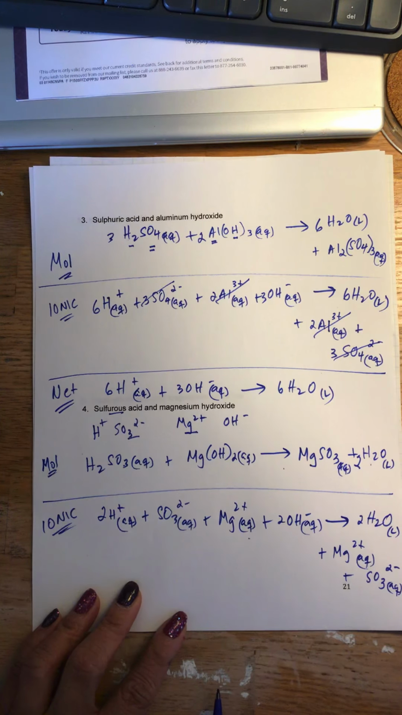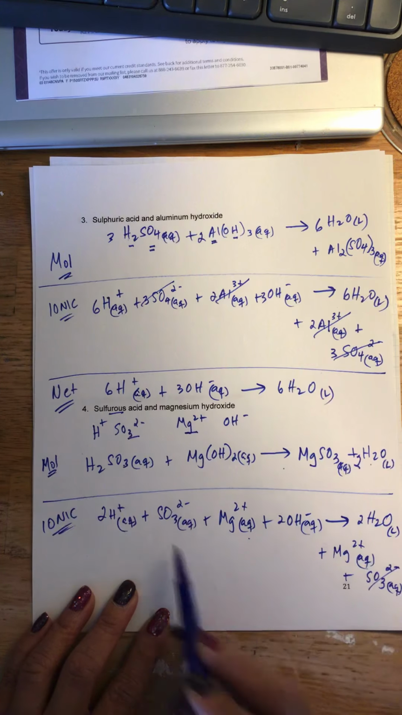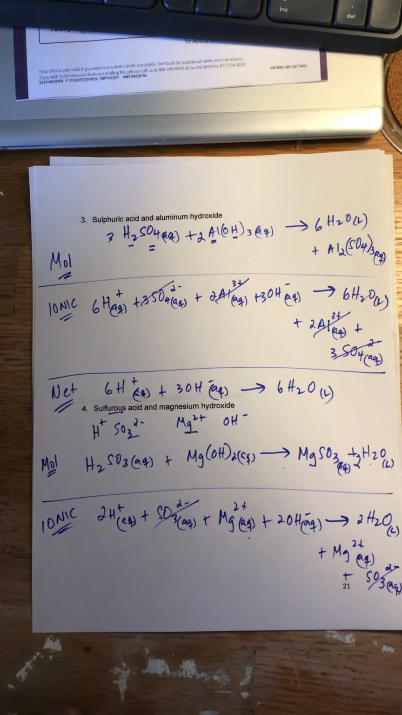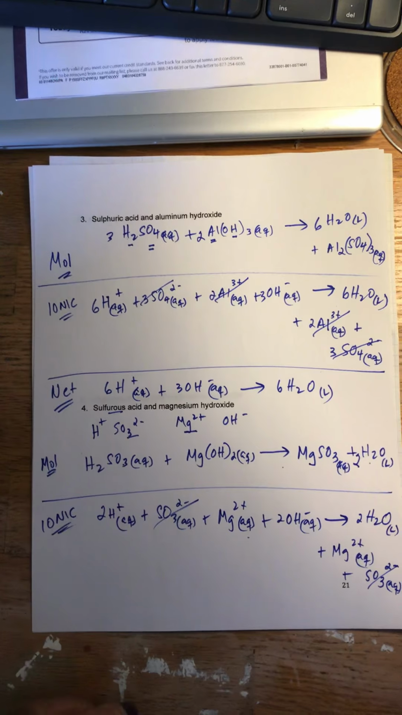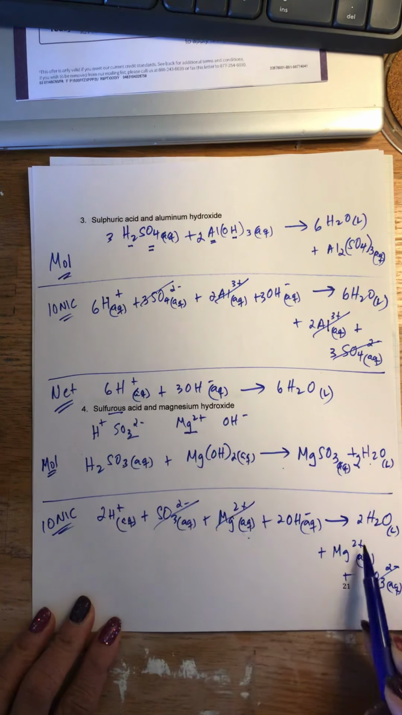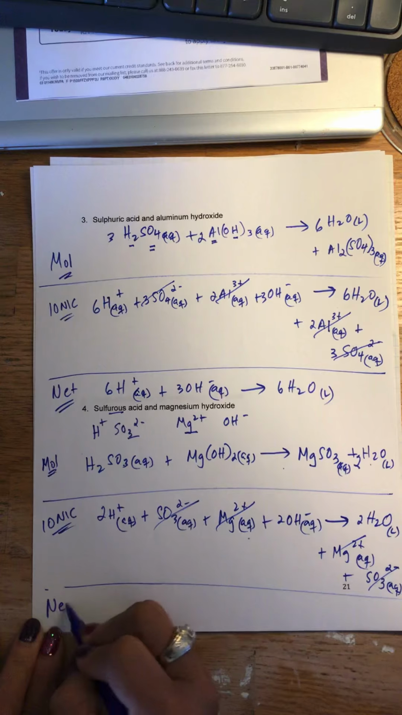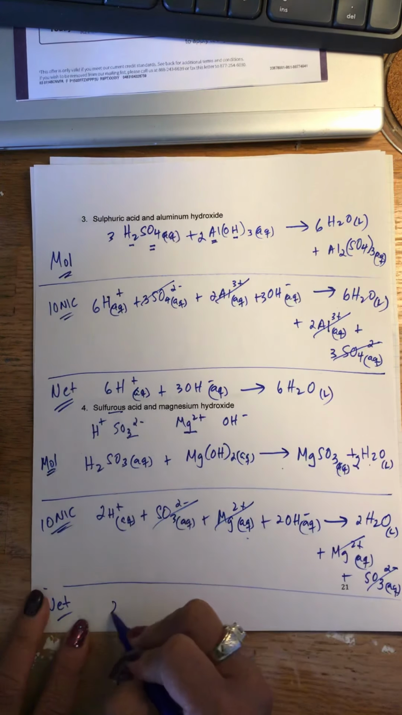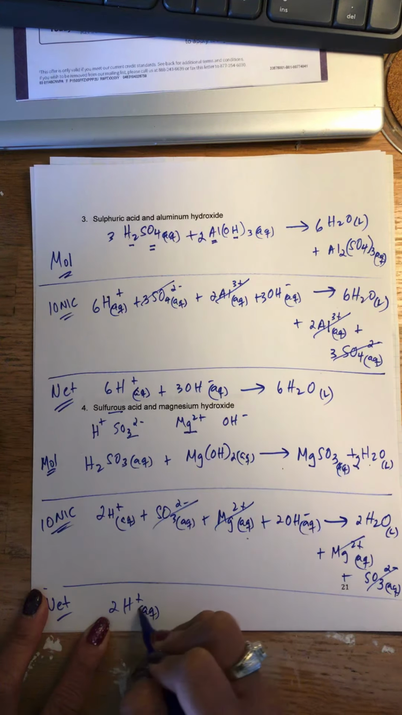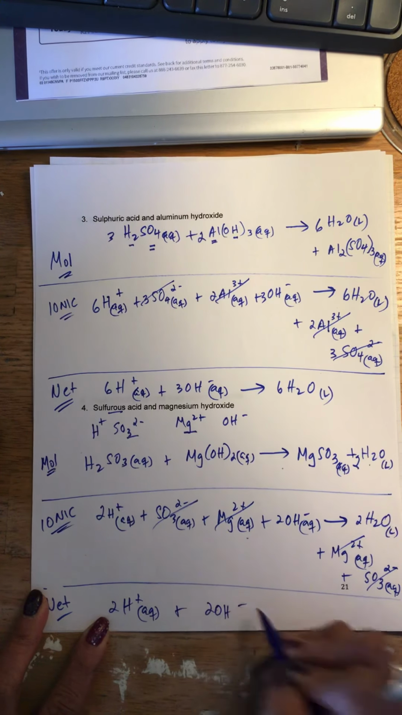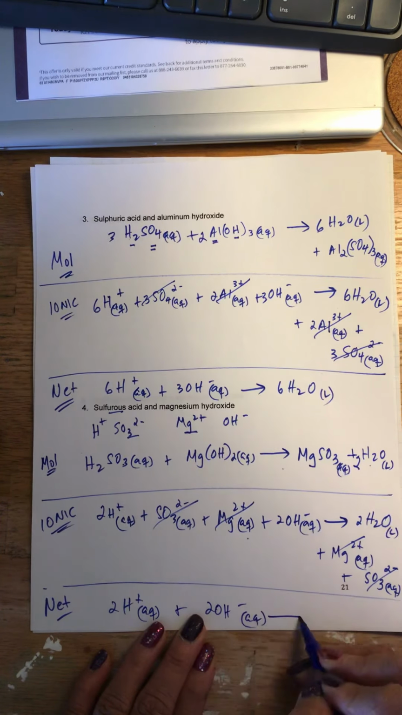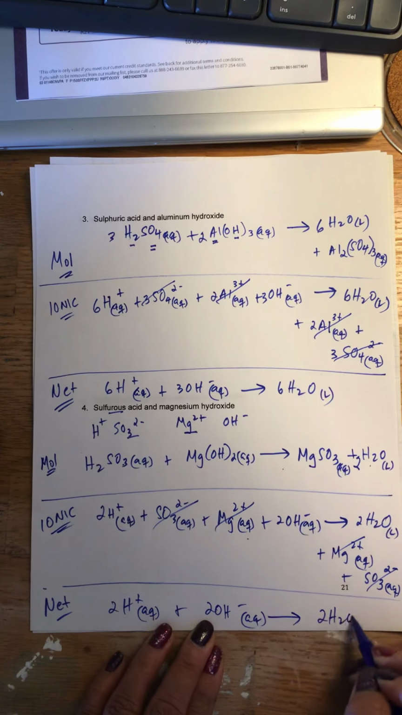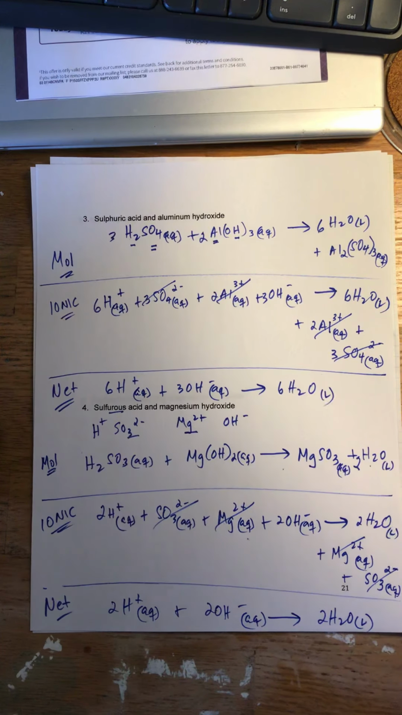And let's just cancel the sulfite ion here. Magnesium goes away, and that brings us to the net equation of 2H+ aqueous plus 2 hydroxide aqueous, forming 2 liquid water. So again, those are just some examples of writing molecular, ionic, and net equations.